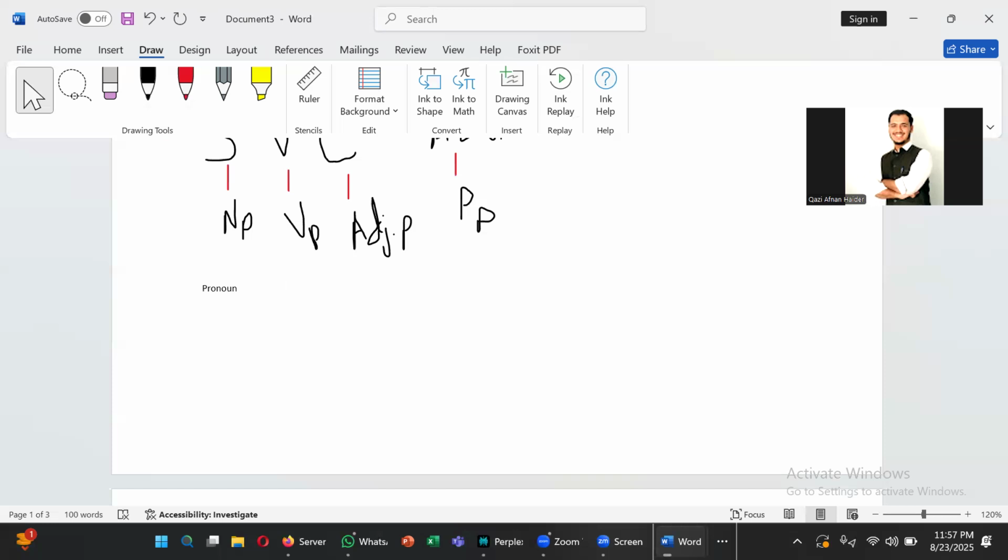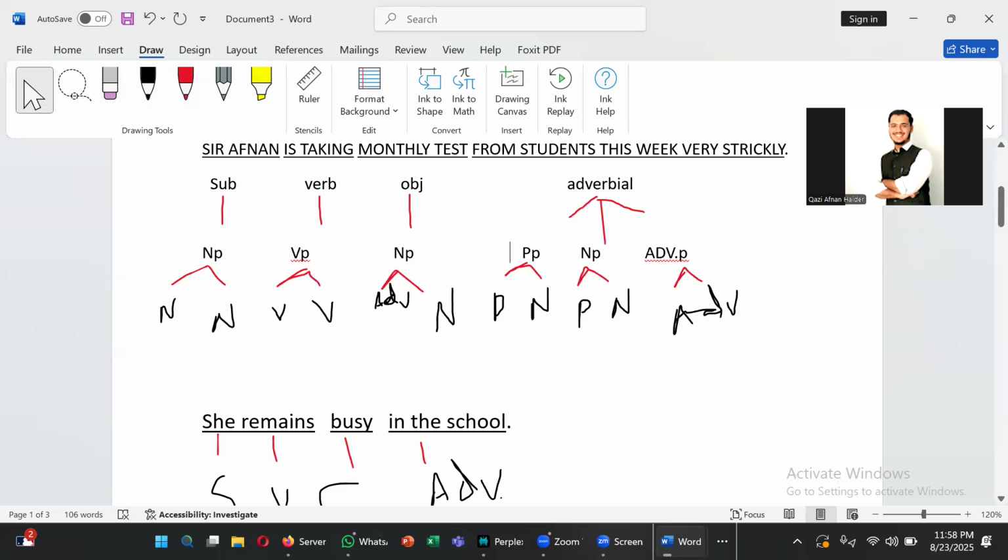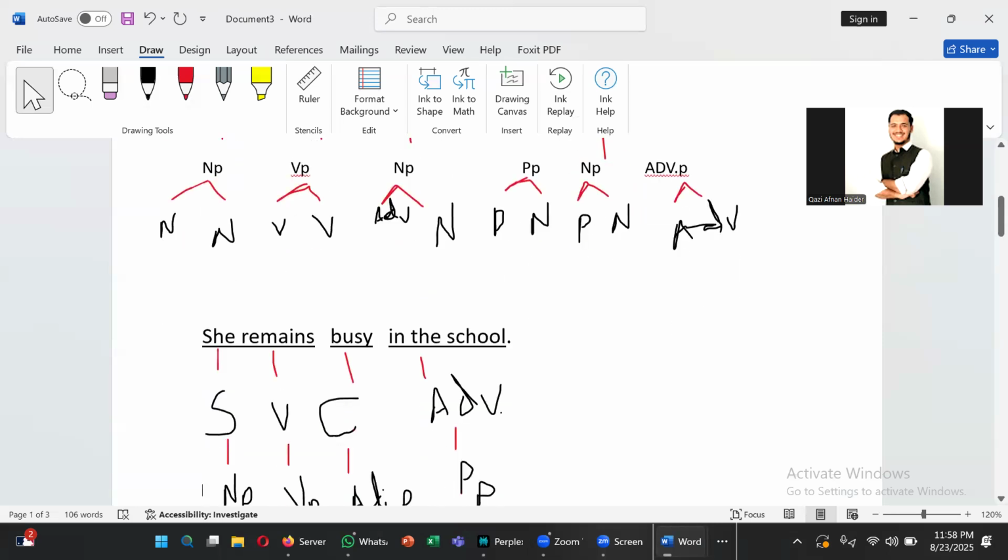Okay. Verb phrase. So it is a simple verb. Which verb? Main verb. In main verb, it is called linking verb. Okay. Busy. It is adjective. Which one? It is talking about the quality. In the school is called preposition phrase. Here we have preposition plus article plus noun. Now you can see, in is a preposition, the is an article, school is a noun. So it is called preposition phrase completely.